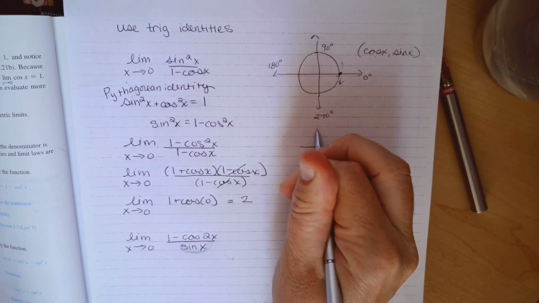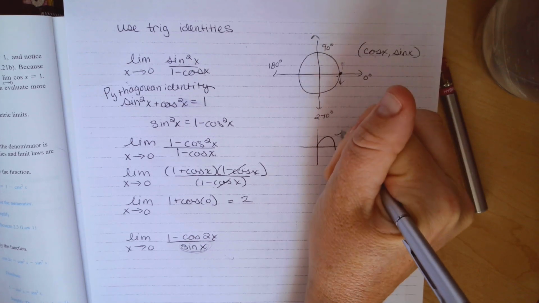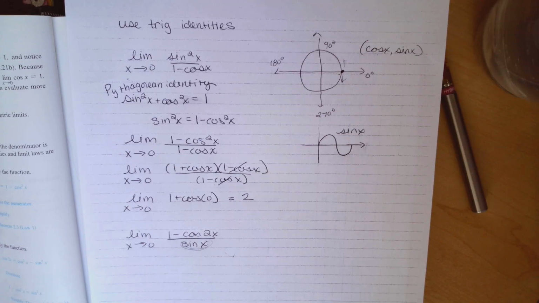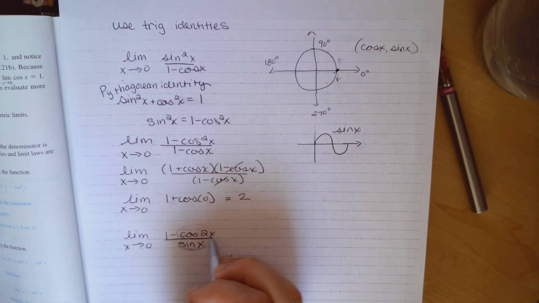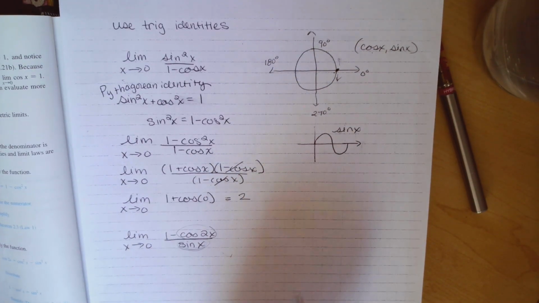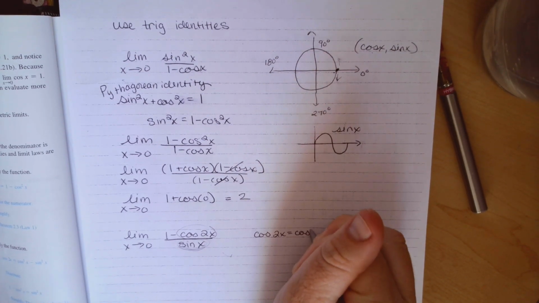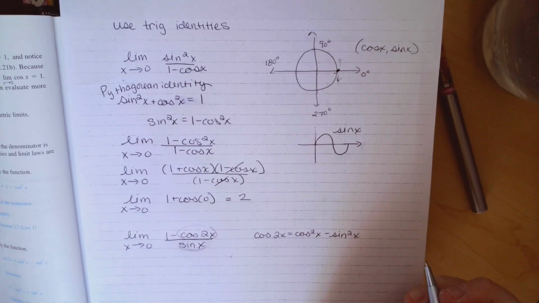I'll even draw it. Let's draw a sine curve. This is my sine x curve. At 0, we're at 0. So what are we going to do? Let's see if we can manipulate this in some way. Look up our double angle formula: cosine 2x equals cosine squared x minus sine squared x. Let's use that and see if that's helpful at all.